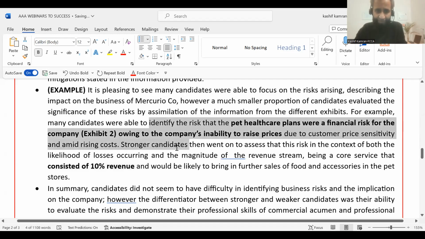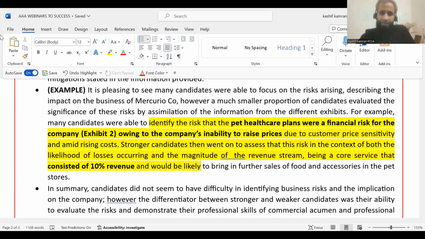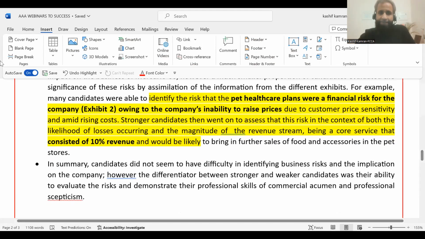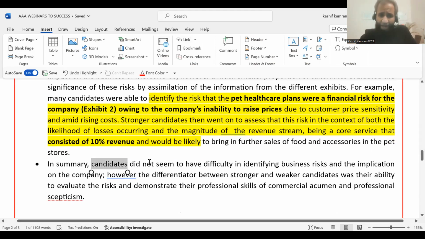So see, this is how you can develop your significant business risk because it was affecting your sales and affecting your operating profit margins for future. And this is an important segment contributing 10% to your total revenue. So it is important for the shareholder as well. So this is how you can develop it, right? Finally, in summary, candidates do not seem to have difficulty in identifying business risk and the implication on the company.